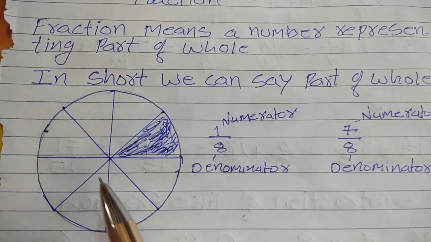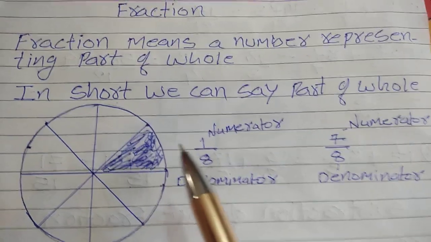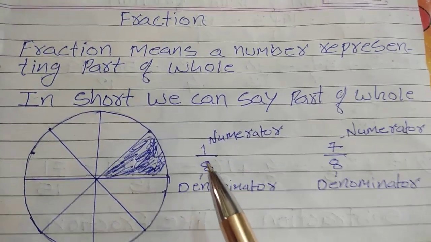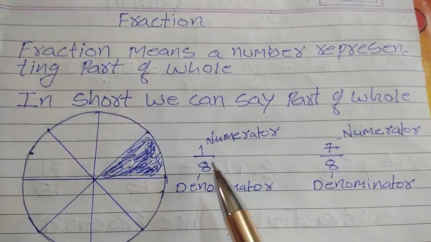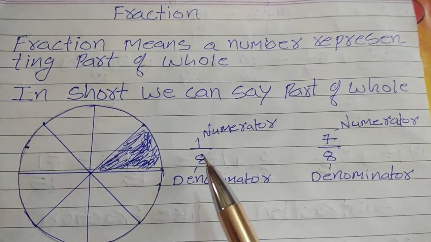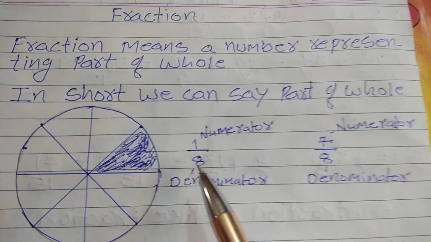Out of these 8 slices, you gave one slice to your friend. That is 1 out of how many slices? 8 slices. So here the 1 is the numerator and the 8 is the denominator. It means that you gave 1/8 part of the cake to one of your friends.